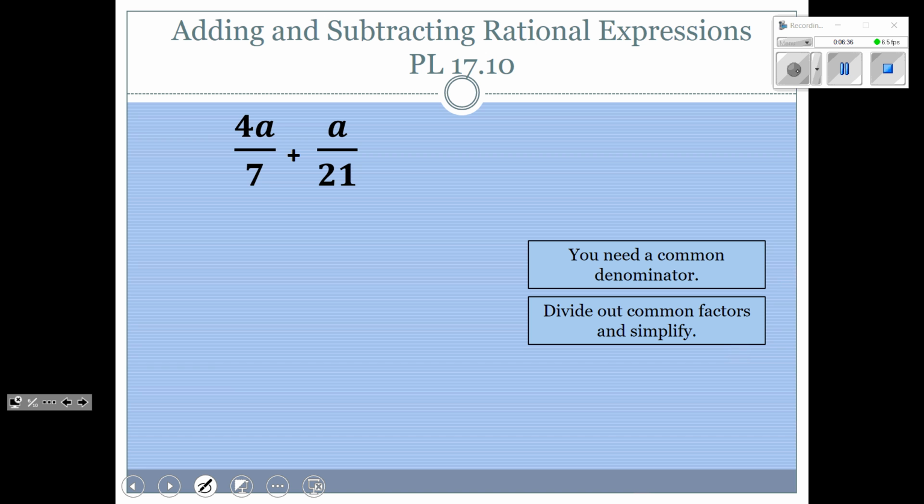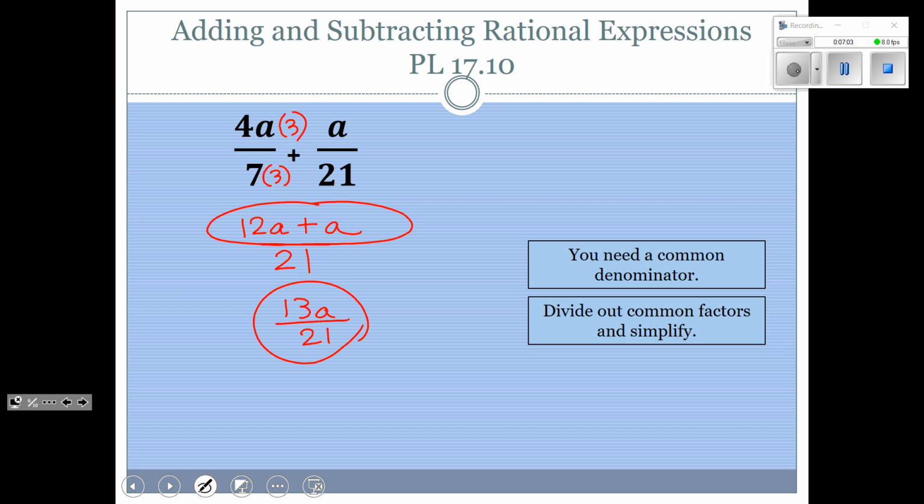Okay, this is actually the first one on your assignment today. No variables in the denominator, so our common denominator would be 21. So I have to multiply 7 times 3, so I also have to multiply my numerator times 3. That would be 12a. Nothing to change about the second one, it's just plus a. Notice on top we have like terms, so we can combine them. And 12a plus 1a would be 13a divided by 21. And that's your final answer.